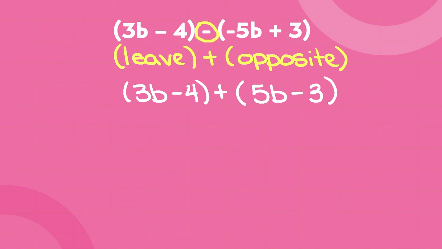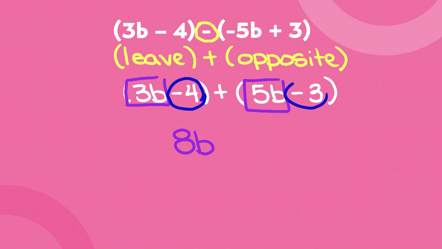And now we go to combining like terms. 3b and 5b does make 8b. Thank you. Negative 7. How'd you get negative 7? Negative 4 plus negative 3. Good. Negative 4, negative 3 is negative 7. Very good. You can see it's just the process. Do we have to do this if there is a plus sign in the middle? No. Go straight to combining like terms. It's just that middle minus sign that we have to watch out for.